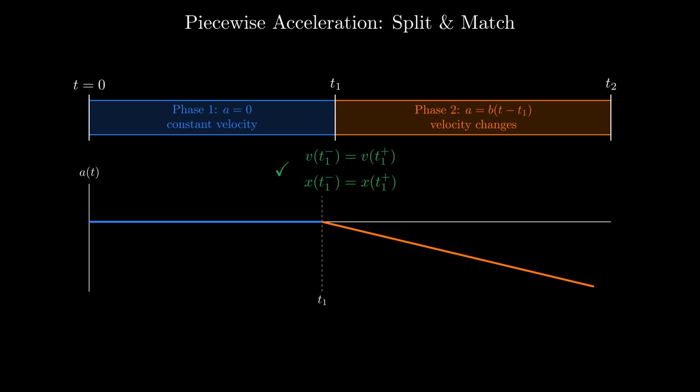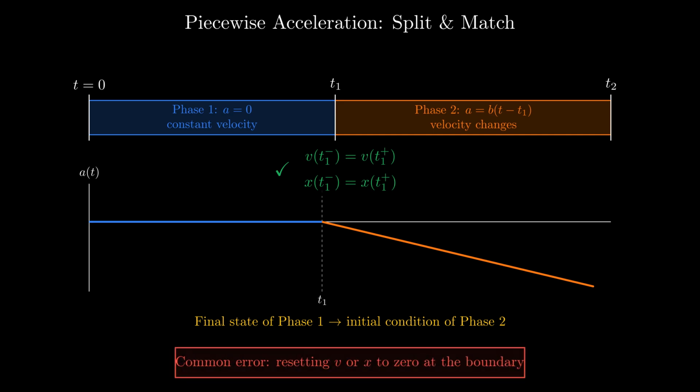Velocity and position must be continuous at every boundary. The final state of one interval becomes the initial condition for the next. Forgetting to carry forward these boundary values is the most common error in piecewise problems.